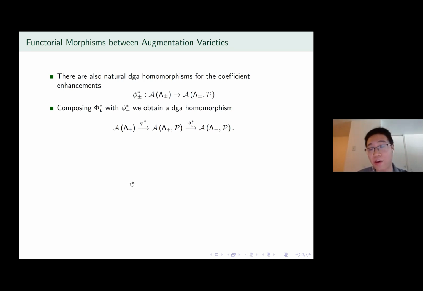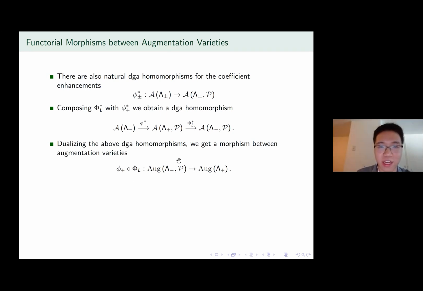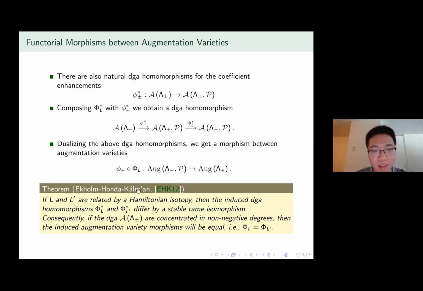Then you can dualize this composition to get a morphism of augmentation varieties. This is algebra, this is geometric space, so they are dual to each other. If you dualize, that's why I dropped the upper star. So you get a map from the augmentation variety of Λ- with P to the augmentation variety of Λ+. So Ekholm, Honda, Kálmán, this is a typo, I think; there should be an accent on the A. They prove the following, and by following the construction, it's a natural enhancement of their result.